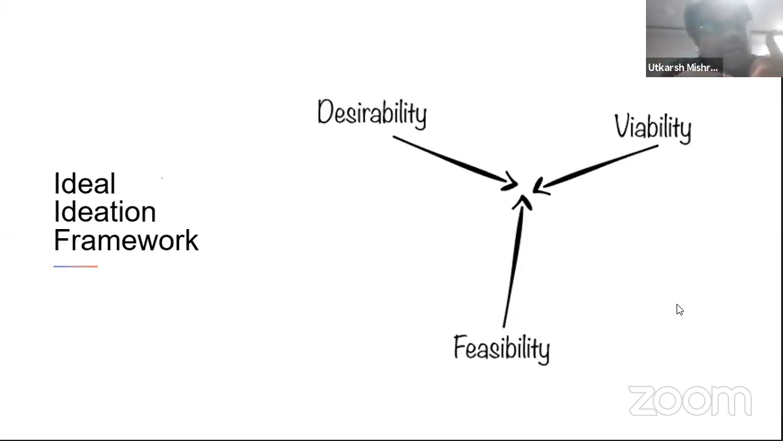When I say desirable, it should be desirable by people. It should be something which comes from the data. It should be something which people want solved. Viable, it should be viable enough to sustain in the market. So one possible solution for this transport problem is we can allow everyone to take their vehicle out. But is it viable at this point in time?